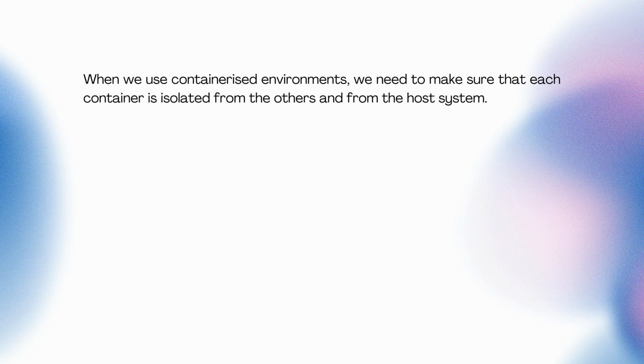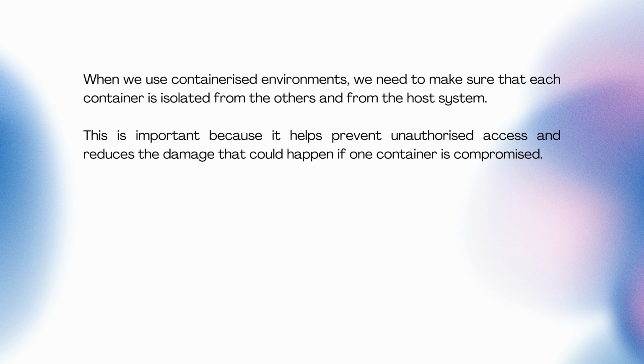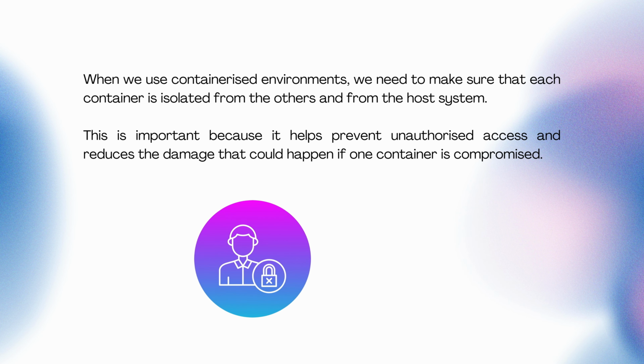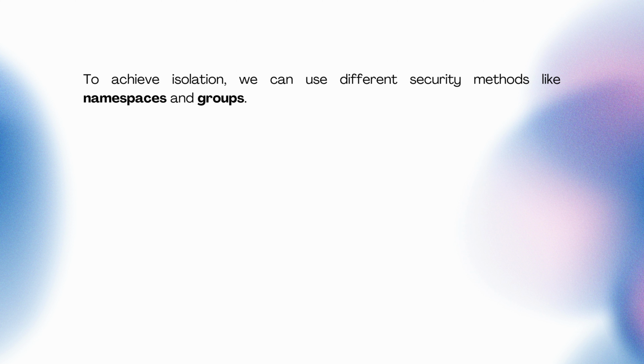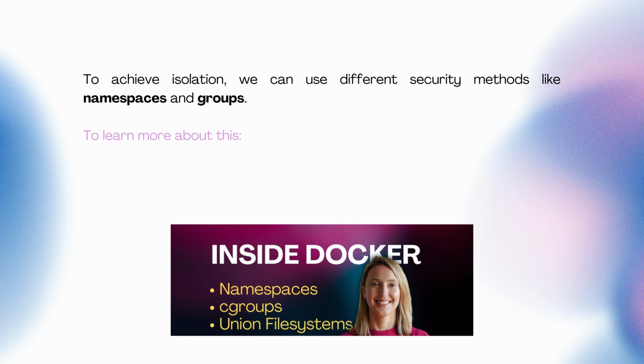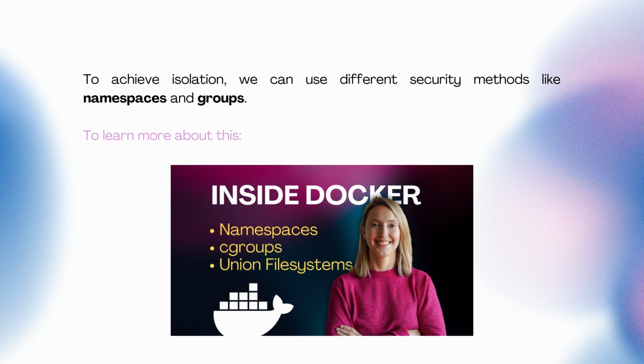When we use containerized environments, we need to make sure that each container is isolated from the others and, of course, the host system itself. This is important because it helps prevent unauthorized access and reduces the damage that could happen if one of the containers got compromised. To achieve the isolation, we can use different security methods such as namespaces and cgroups. If you'd like to learn more about this, please make sure to watch our YouTube video specifically made for this.